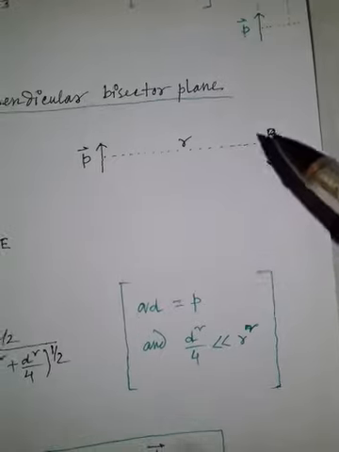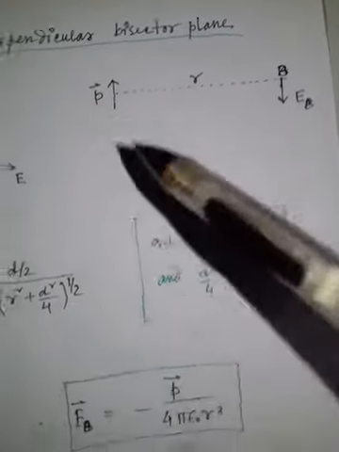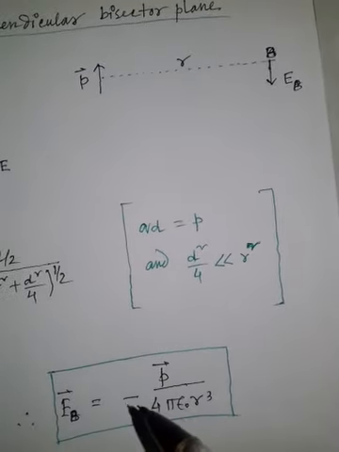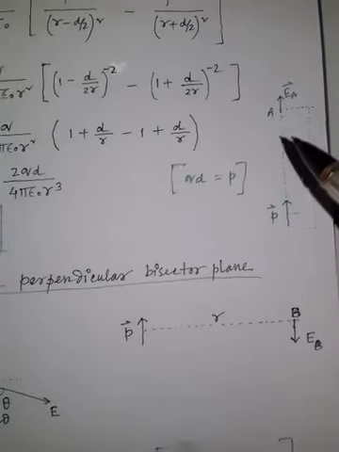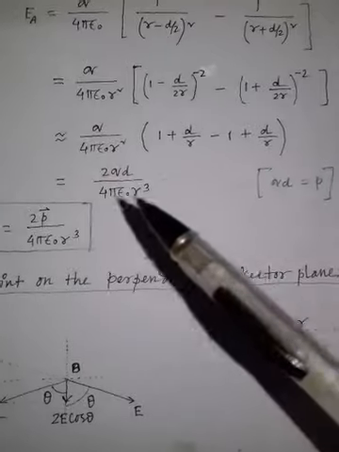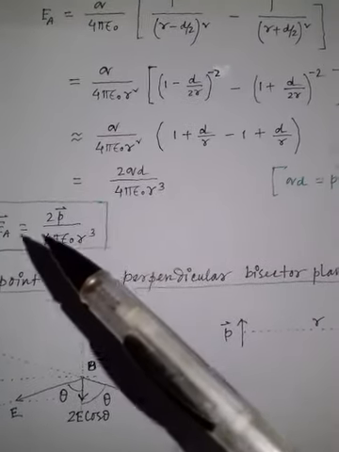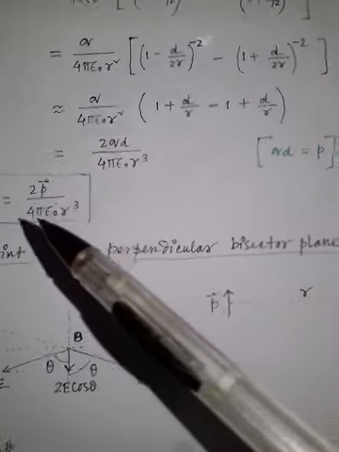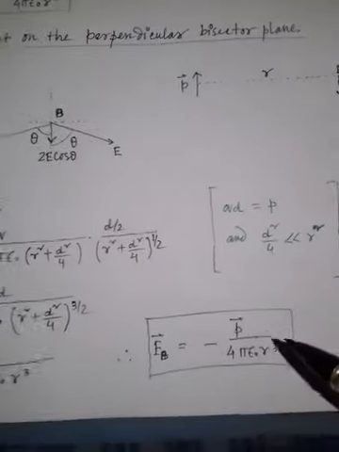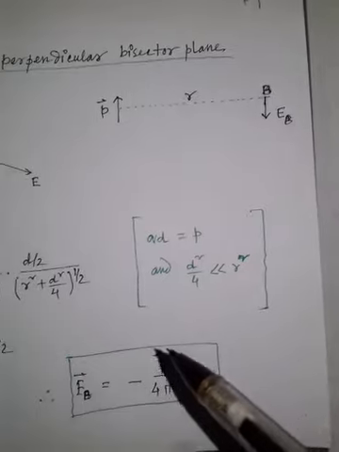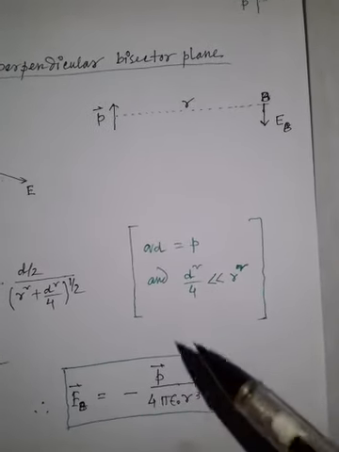Here this is along this direction, minus P, and its magnitude is minus P by 4 pi epsilon naught r cube, whereas at this point we have this field twice P by 4 pi epsilon naught r cube. Here twice P by 4 pi epsilon naught r cube, and here minus P by 4 pi epsilon naught r cube.